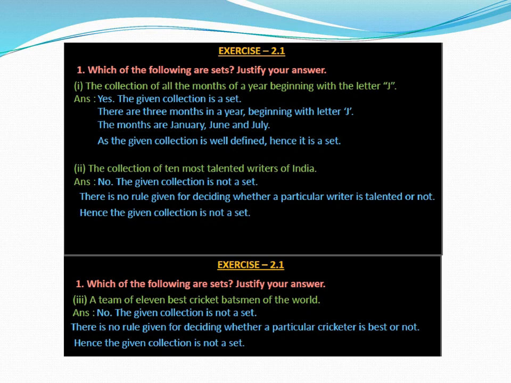Now we will solve the third section of the first problem. Which of the following are sets? Justify your answer. Third one, a team of 11 best cricket batsmen of the world. Here the term best batsman we cannot determine, define, or measure. So the given collection is not a set. There is no rule given for deciding whether a particular cricketer is best or not. So hence the given collection is not a set.